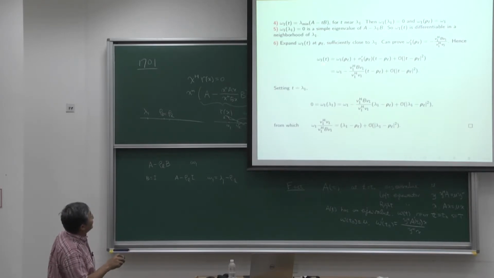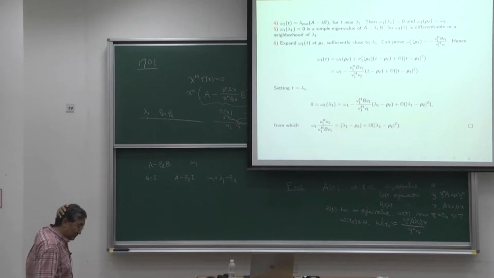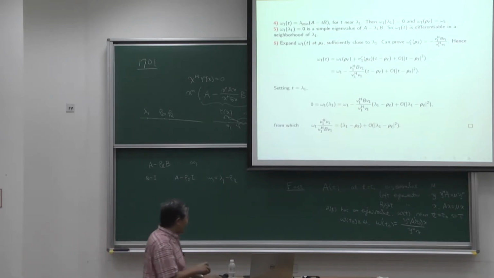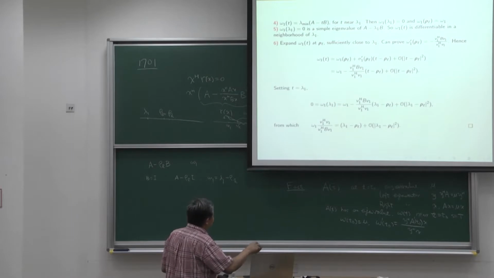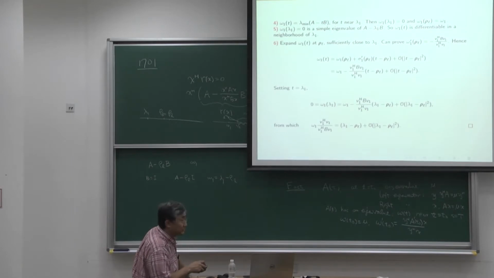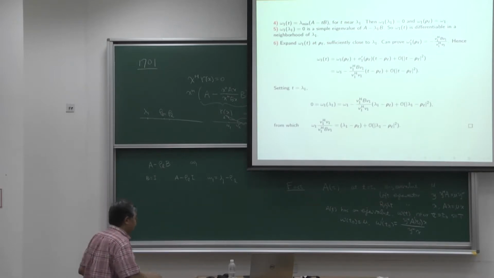Now we put t equal to 1, and that's going to be 0. So you get 0 equal to the whole thing. Then you simply solve for 1 minus rho L. That's what you get. So the proof is really not that complicated. Once you discuss this fact, you can find it in the Wilkinson book and a lot of books on matrix perturbation.